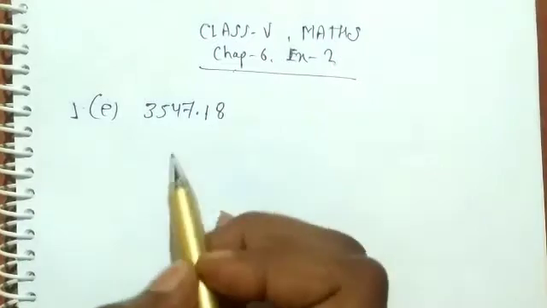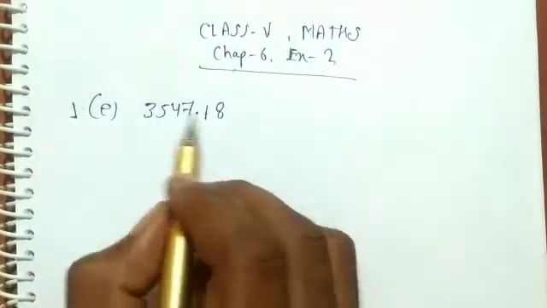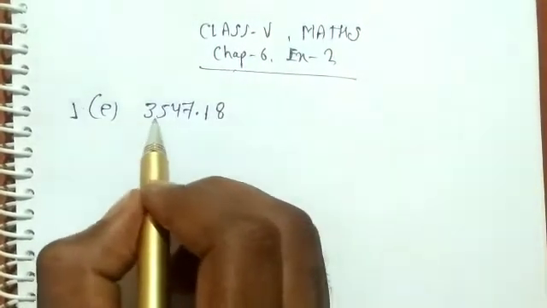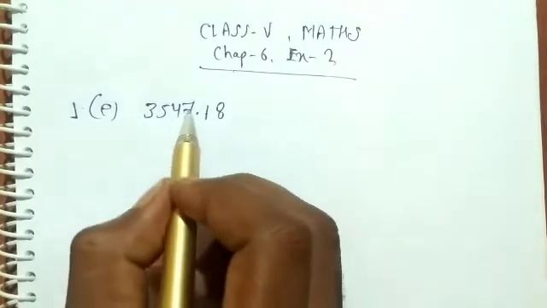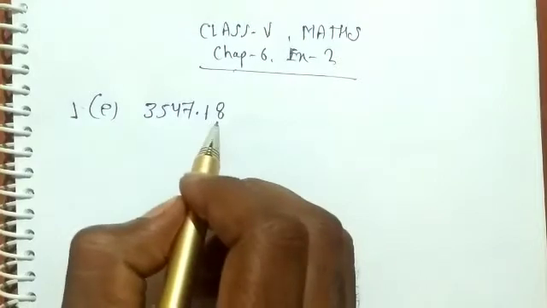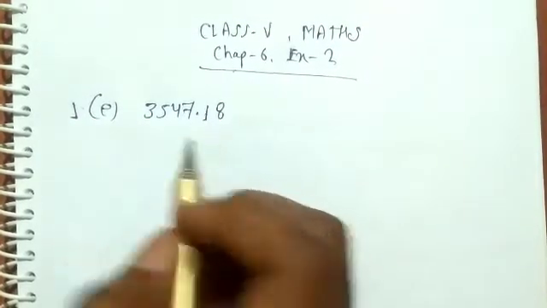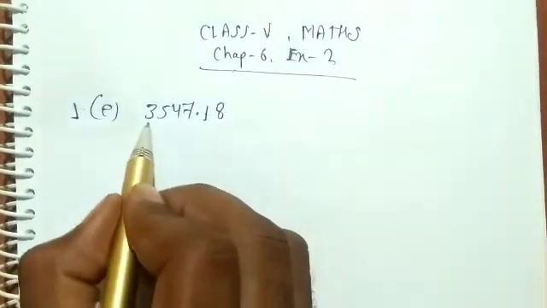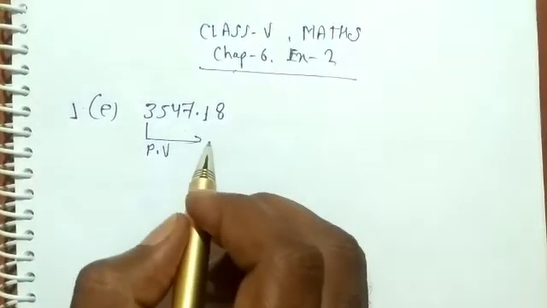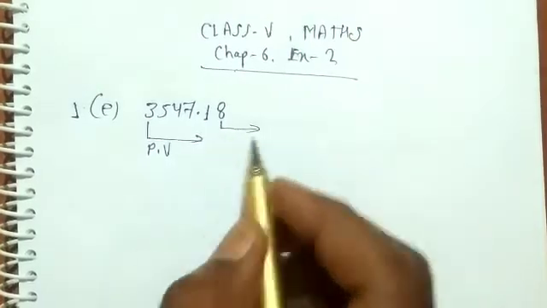3547.18. In this question, we have to write the place value of each digit. This is 3, so place value of 3, place value of 5, place value of 4, place value of 7, 1 and 8. So, how many digits are there in the number? Separately, we have to write these place values. We will write the place value of 8 first.